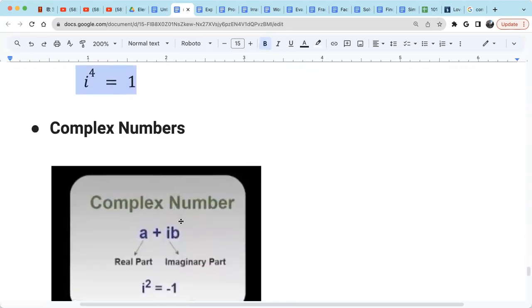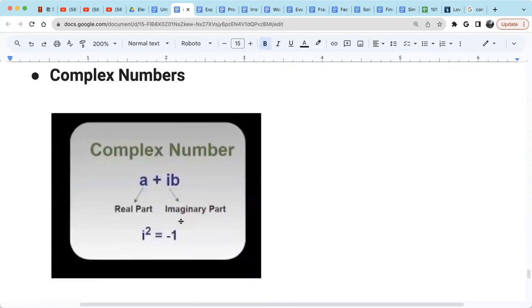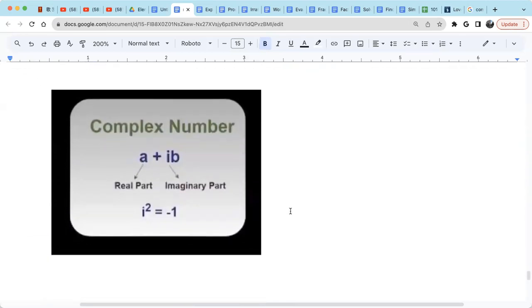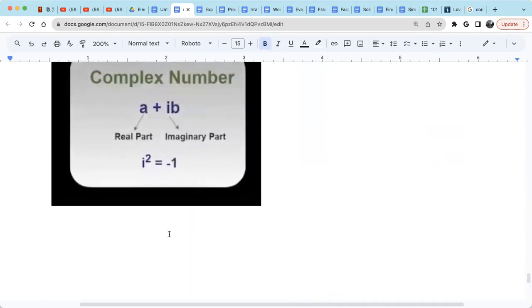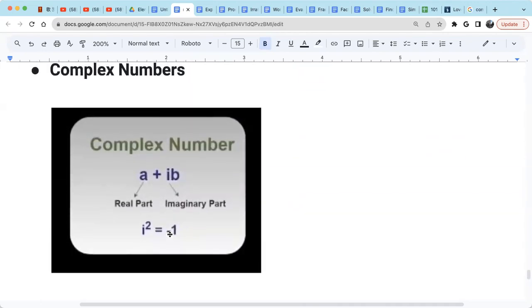And then with real numbers and imaginary numbers, we can form complex numbers. So a complex number has a real part and an imaginary part: a plus bi, or a plus ib. i indicates the imaginary part. Right? So that's all about the basic numbers we use in basic mathematics.